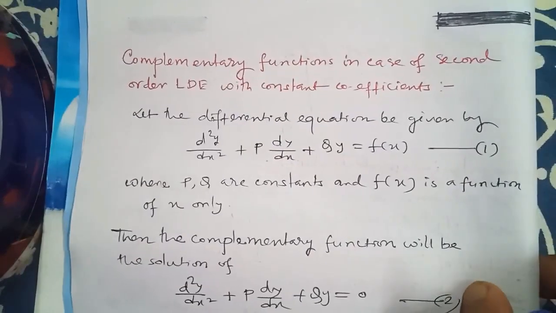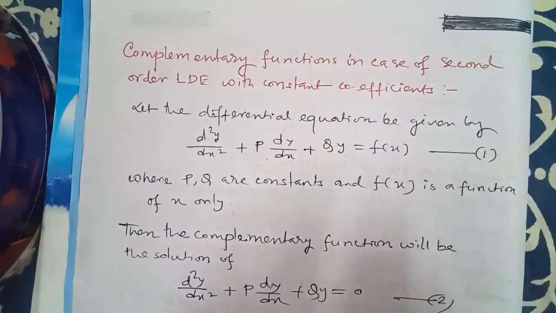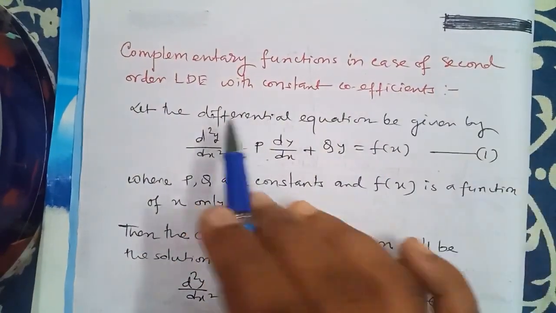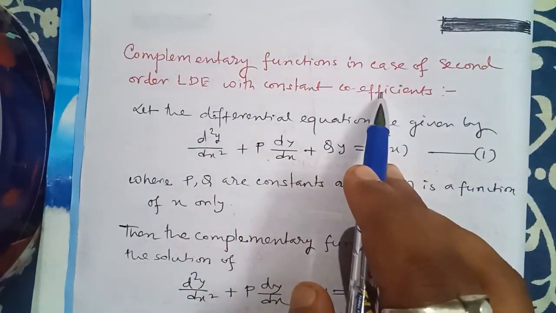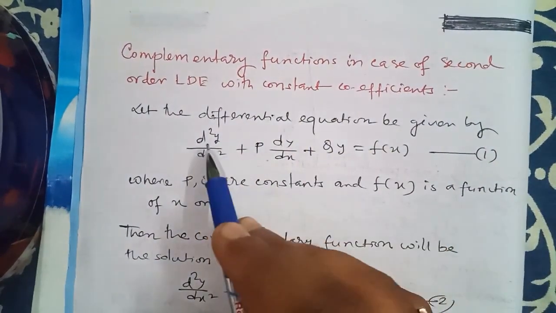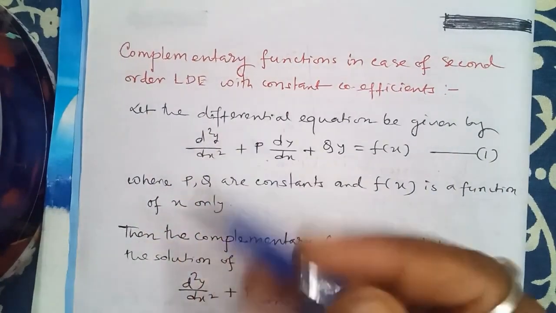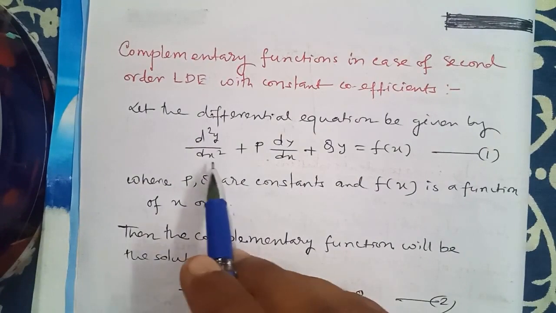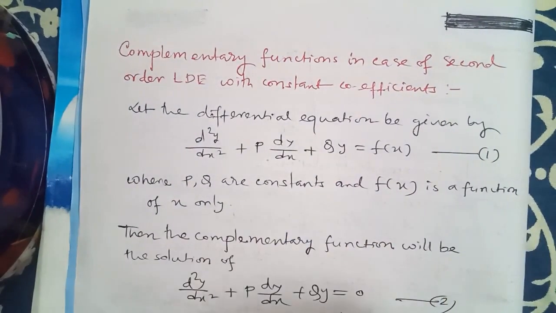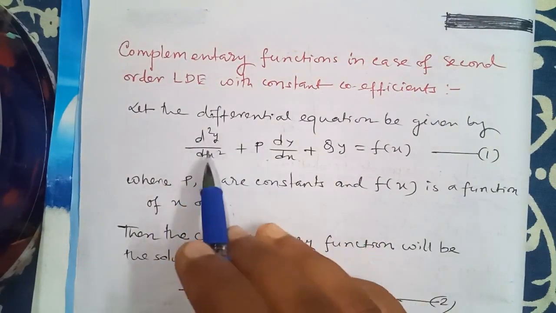Now, how do we find complementary functions in the case of a second order linear differential equation with constant coefficients? If we take a higher value for n, we can find it too. But first, for the second order, how to find it? Then if n is equal to 3, how to find that? We'll discuss it later. First, when n is equal to 2, let's see how to find its complementary function.